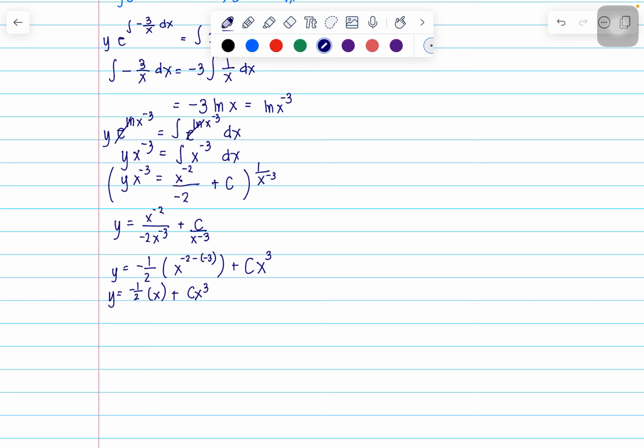Alright, so let's multiply everything by 2 just to remove the 2 in the denominator. So you have 2y is equal to negative x plus, 2 times c is still c, right? So that's basically still c x cubed. Now, this is then the solution to your differential equation. So that's it for linear DE in the first order.